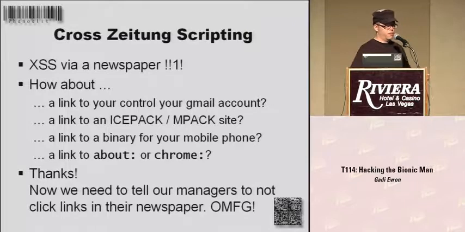And you get to cross-site script people with your newspaper. You put a cross-site scripting attack in the newspaper, he's logged into Gmail, he scans this, you delete all his email. It's a no-brainer. It's like cross-site scripting 101. How about just renting very little advertisement space and then pointing it to an IcePack or MPack site or whatever exploitation framework you use against browsers and mass owning managers. Now great, we now have to tell our CEOs they should not click on images in their morning newspaper. Thank you.